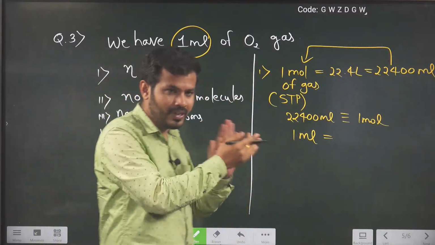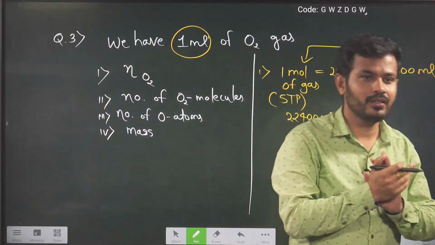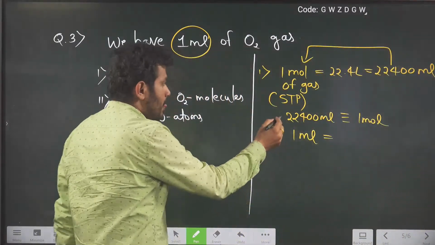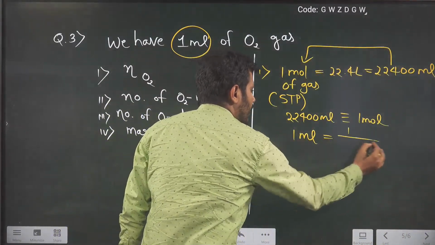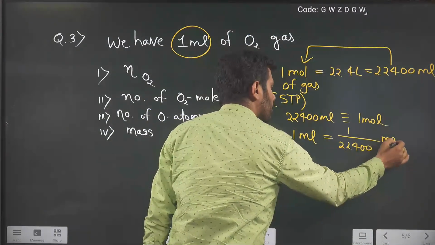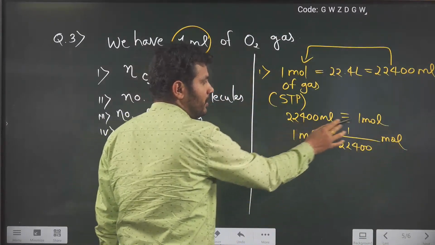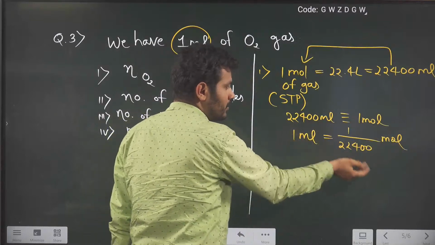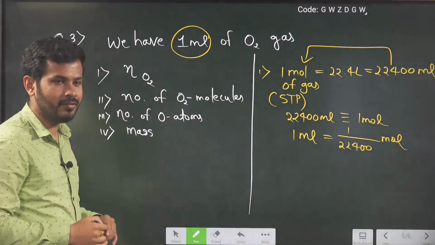I don't want to deviate from this topic. Okay, so 1 ml is equal to 1 by 22,400, this much of a mole, because we know this much ml is 1 mole. So 1 ml will be just division, the unitary method we have used here.